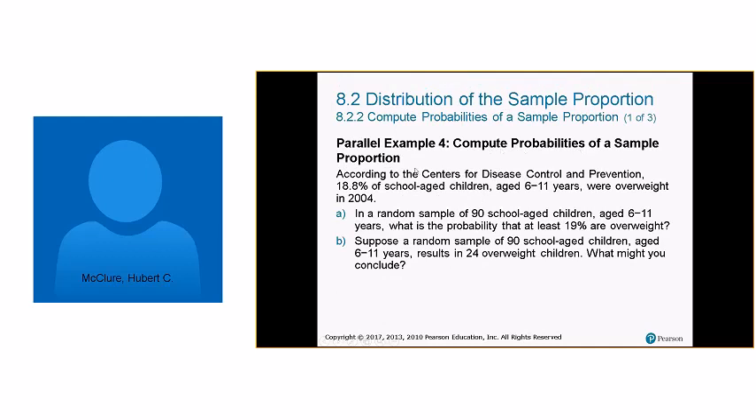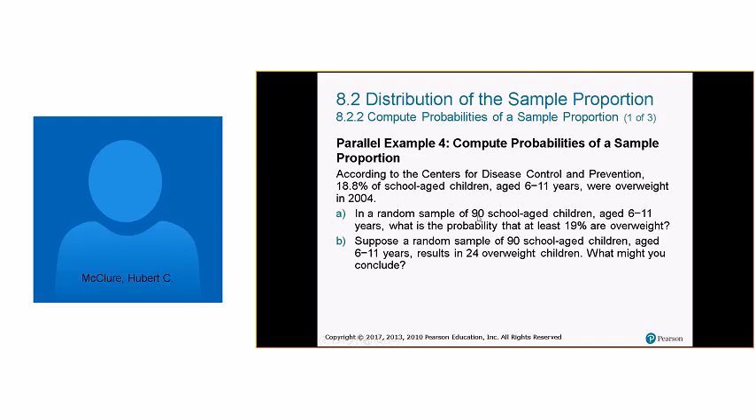Compute probabilities of a sample proportion. According to the Centers for Disease Control and Prevention, 18.8% of school-age children are overweight. Okay, we're going to cut it off after this one. So 18.8, that's P. So Q would be 81%. So just telling you, we're over 8.